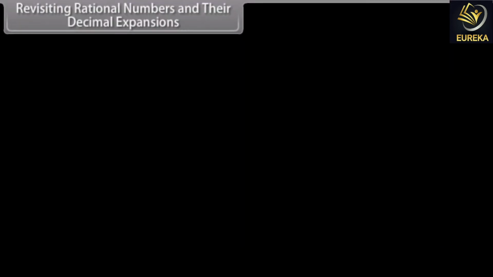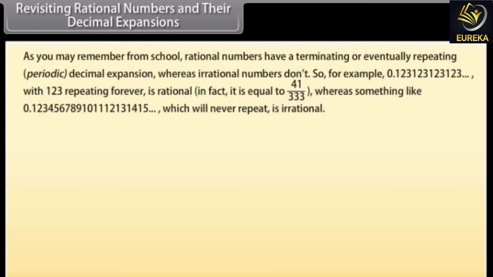Revisiting rational numbers and their decimal expansions. As you may remember from school, rational numbers have a terminating or eventually repeating periodic decimal expansion, whereas irrational numbers don't. So, for example, 0.123, 123, 123, 123, and so on, with 123 repeating forever, is rational. In fact, it is equal to 41 upon 333.